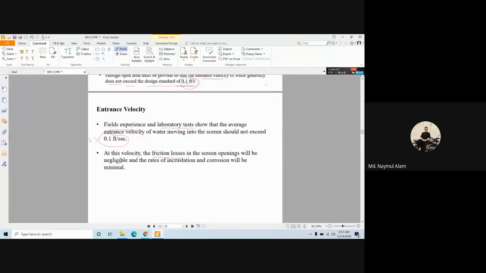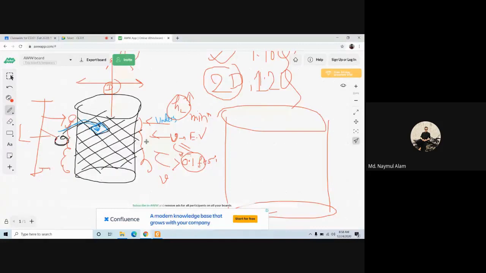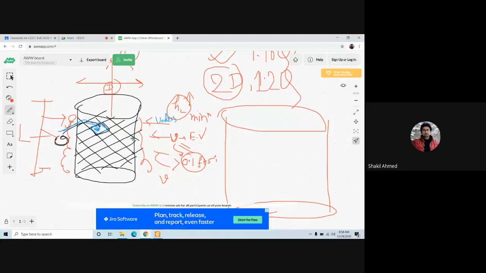Not only head loss, by the way, the rate of incrustation and corrosion will be minimal. That means abrasion of the material due to higher velocity will also be minimum if your V equals 0.1 feet per second.